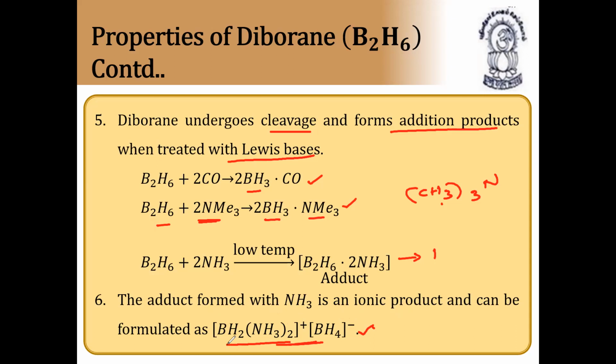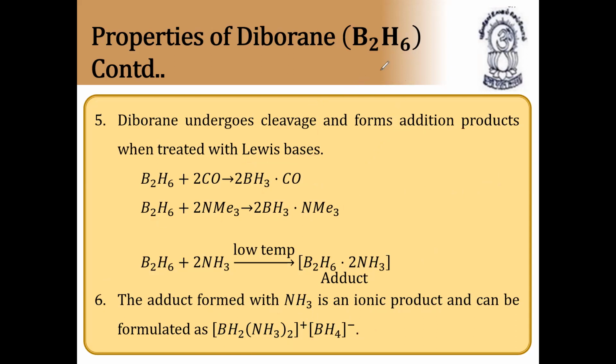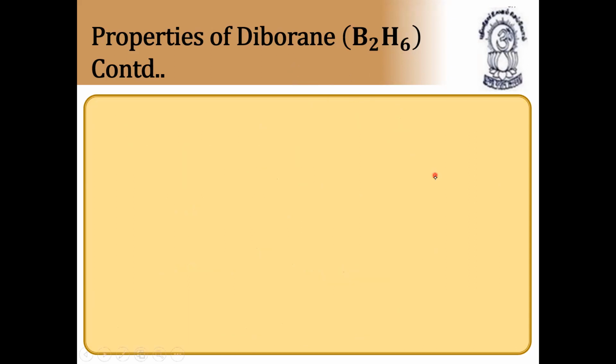This point is very important. Definitely they'll ask in the examination. So the adduct formed with ammonia is an ionic product. It exists in solution as [BH2(NH3)2]+ BH4-, resulting in a cation as well as an anion. Next, very important: with ammonia, depending on the conditions, it forms many compounds. So let us see what the other compounds are.